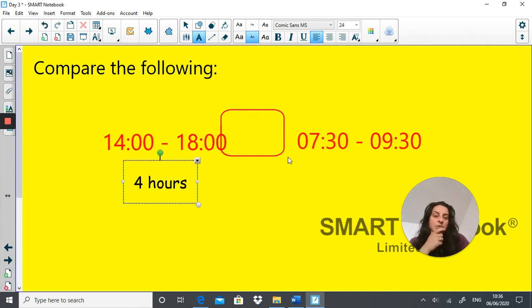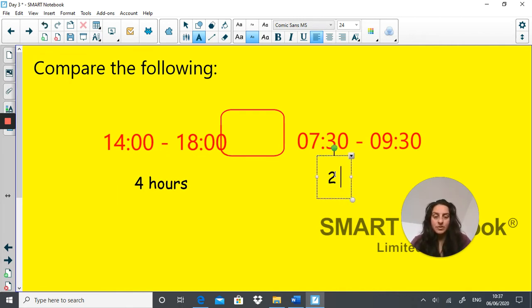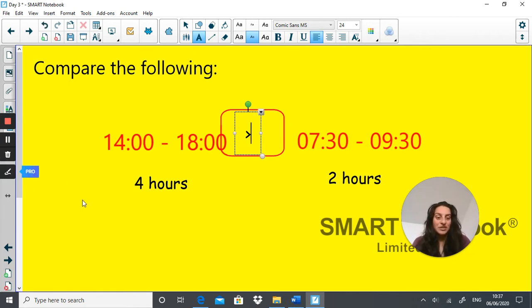And the time between 7:30 and 9:30 is 2 hours. And the sign that goes in here is greater than, because 4 hours is greater than 2 hours. Well done if you got that right.